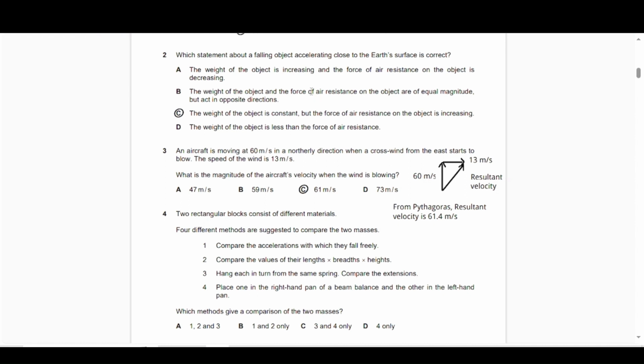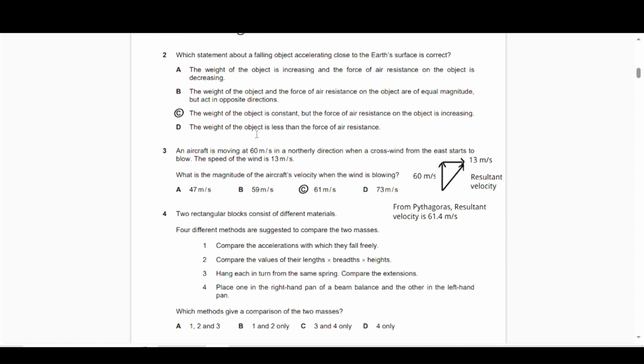So C says the weight of the object is constant, which we've seen is true, but the force of air resistance on the object is increasing. And this is true as well. As the object falls, what tends to happen is the force of air resistance increases till, as I said in point B, both the forces are balancing each other and acting in opposite directions, which means the object falls without an acceleration or at constant speed. So this is what tends to happen.